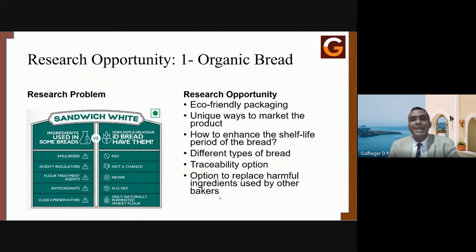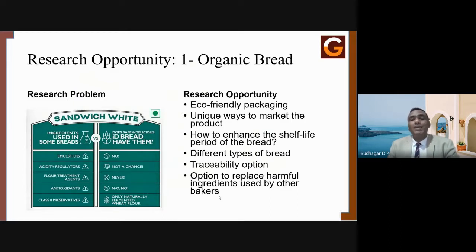How to enhance the shelf life of the bread? In case you're not using any kind of class 2 preservatives, I'm sure the shelf life of the bread tends to be lower. So is it possible for you to research, using natural ingredients, whether it is possible to enhance the shelf life of the bread without using any kind of preservatives? It's one of the excellent research opportunities which you can think of.